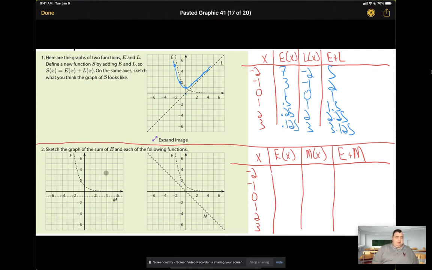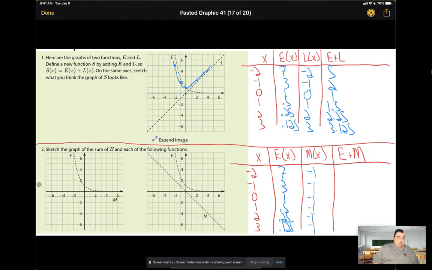So for this next graph, we're going to do the same thing, except we're going to add e plus m. So my e values for e of x are going to stay the same. So this will be 7, 3, 1, 0.5, 0.25, 0.125. Okay. So for m of x, notice m of x is a horizontal line. So no matter what x value I pick, it looks like my y value is going to be -1. So my y values are all going to be -1s.